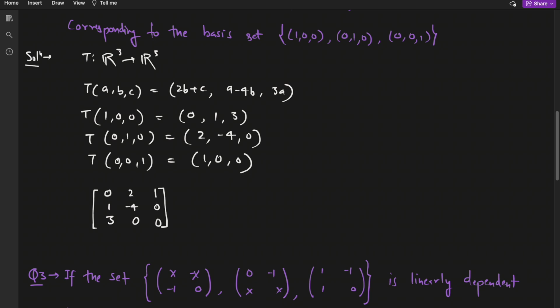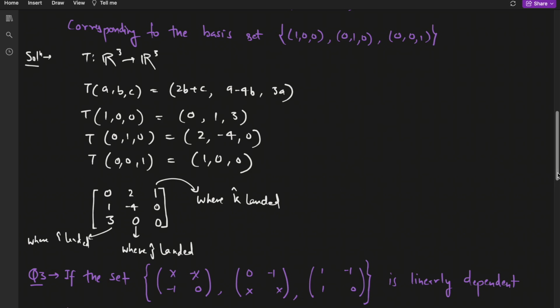1 0 0. So this is where the first basis vector landed, this is the second, this is the third, and in this case the basis vectors are I hat, J hat, K hat. So I can say this column represents where I hat landed, this where J hat landed, and this column represents where K hat landed. That's it, and that's all in this question.